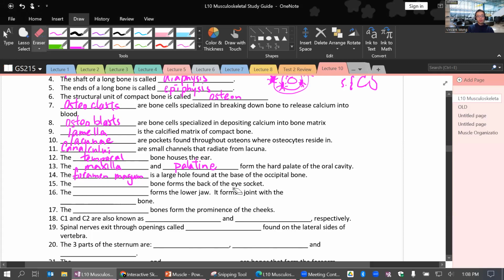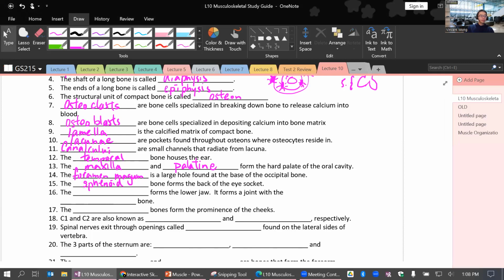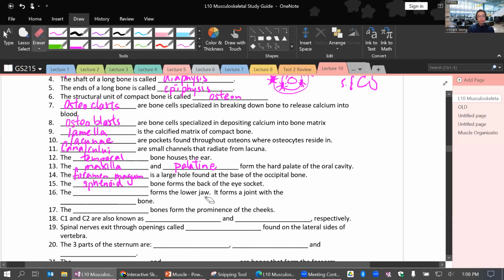The back of the eye socket, that would be the sphenoid. Sphenoid bone. Okay. Number 16 forms the lower jaw. That's the mandible.